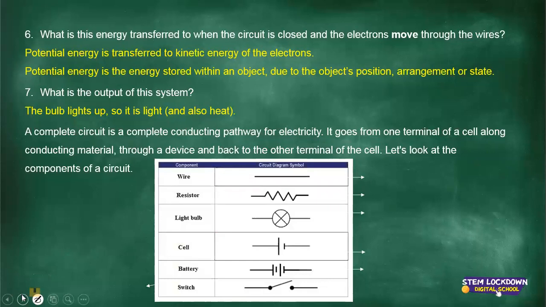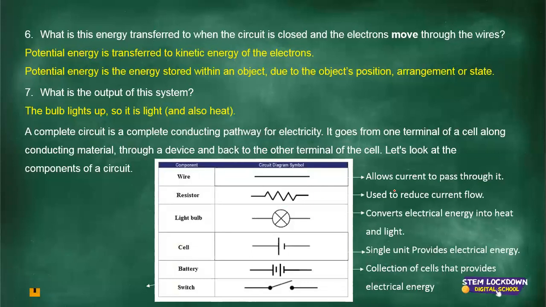Thank you so much for the answer. So I'm going to put the answers up for you. The wire allows current to pass through it. Now, a resistor is used to reduce current flow. Remember, we're going to do this on Monday, and I'm going to go in depth to it. We're going to reduce current flow. So this is a resistor.